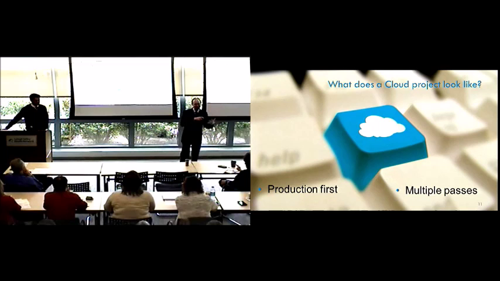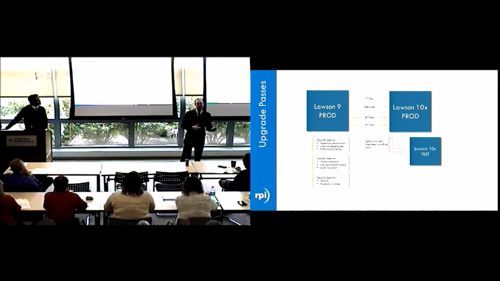And with our cloud projects, just like with our on-premise upgrades, we look at doing multiple passes, each one being more refined. As we move through the project, each pass becomes faster and faster until we have a very accurate prediction, down to the minute, of what's going to happen during go-live weekend, how long we expect each step in that process to take.